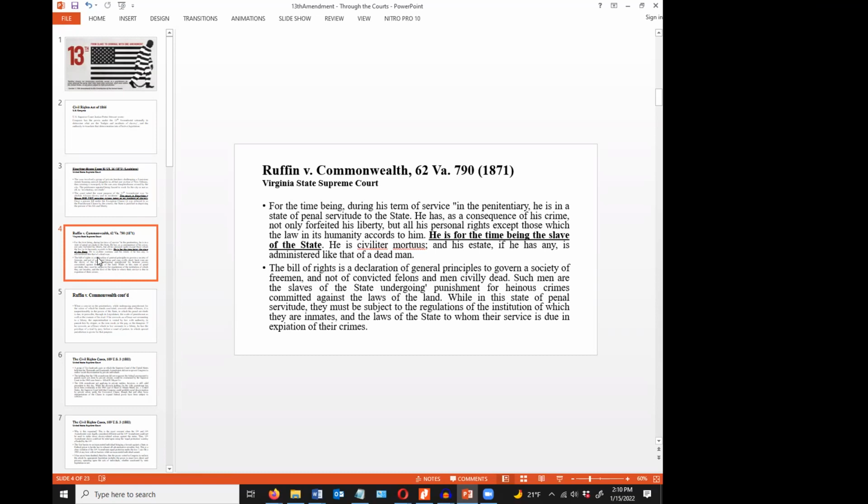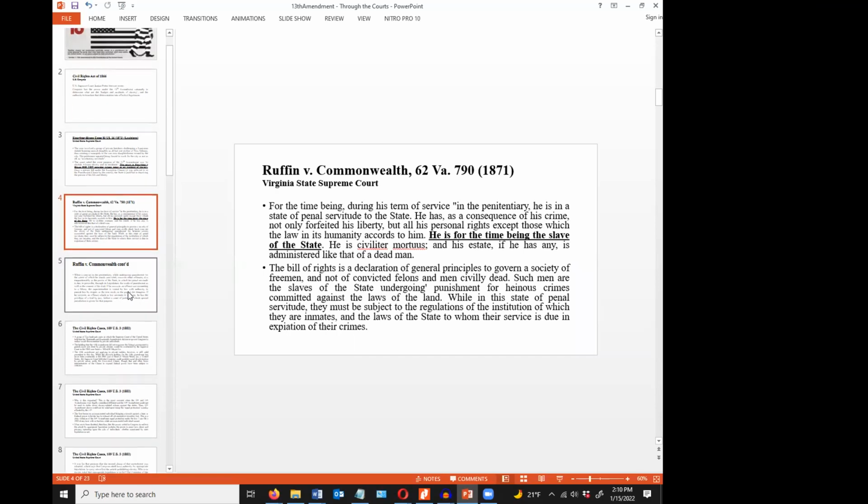So they're making it clear that the Bill of Rights does not apply to convicted felons or someone that's considered civilly dead. Such men are the slaves of the state, undergoing punishment for heinous crimes committed against the laws of the land. While in this state of penal servitude, they must be subject to the regulations of the institution, while they are inmates of the laws of the state to whom the service is due in expiation of their crimes.